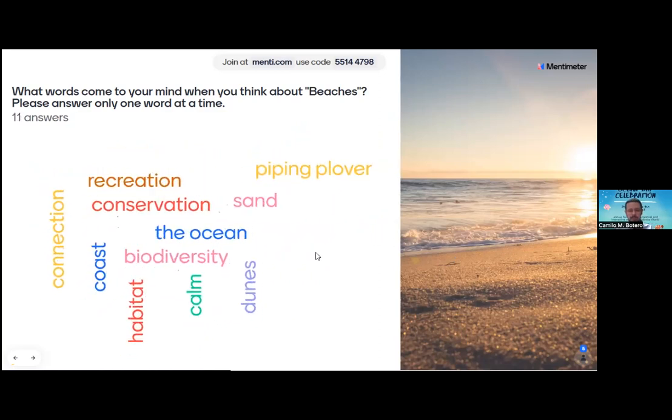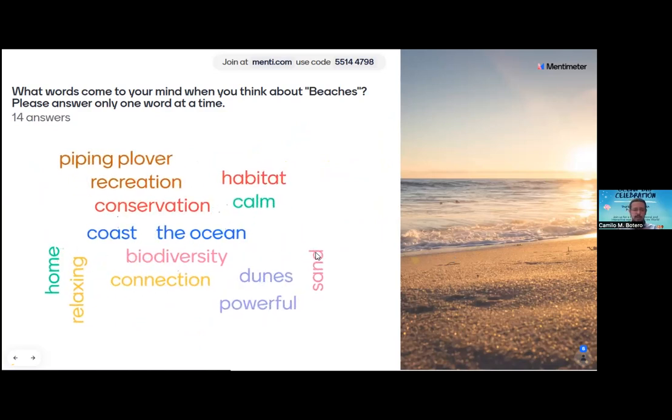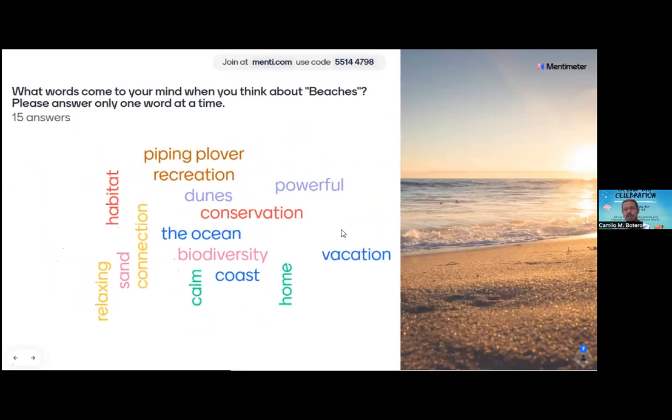Piping plover, a very important species. It's an endangered species. The coast, ocean, coast conservation, biodiversity, connection. Sand, also sand, home. Oh, interesting. Very interesting, because it's not only about the ecosystem. And we can see here, all of us, we have different words in our minds about beaches. It's not that everybody is thinking the same about the beach. And this is very important.